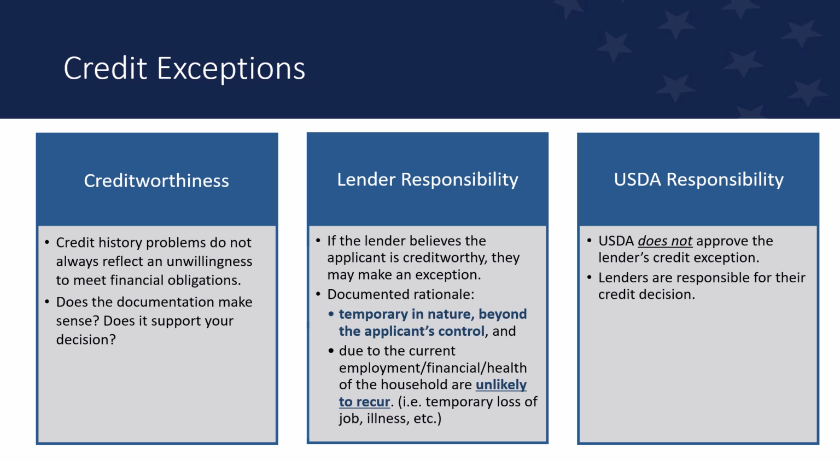When making exceptions, we expect that the underwriter demonstrates the issues were temporary in nature, beyond the applicant's control, and unlikely to recur. For example, an applicant that previously said they had a lesser paying job but now have a great job, we would not want to see that they have worked for the same employer and in the same position for the last 25 years. So make sure the documentation in your file makes sense and supports your decision. Make sure it connects the dots. Remember, the one exception a lender cannot make is for a previous USDA loss in the past 7 years. Only USDA can make that determination.